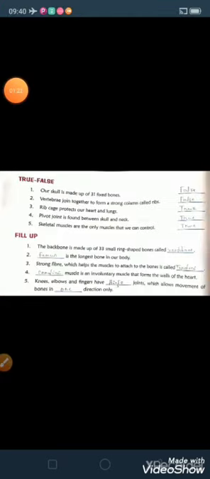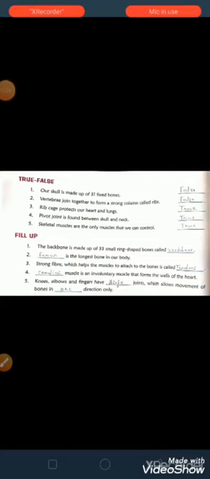Look here, we have to find whether these statements are true or false. Okay, let us see the first number. Our skull is made up of 31 fixed bones. Is this statement true, children? Our skull is made up of 31 fixed bones.